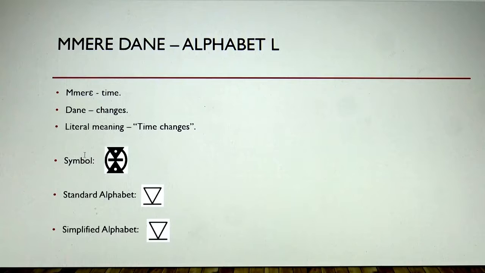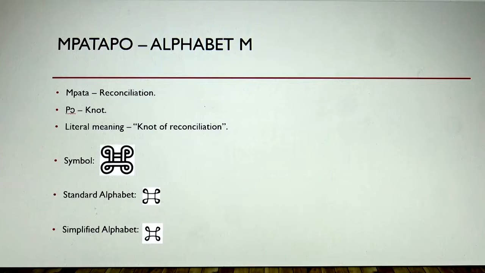So Ɛberɛ Danee is assigned to alphabet L. Ɛberɛ means time. Danee changes, literal meaning time changes. This is the Adinkra symbol. The standard and simplified alphabets are the same. Mpatapo is assigned to alphabet M. Mpata means reconciliation. Po, knot, literal meaning knot of reconciliation. This is the Adinkra symbol. The standard and simple alphabets are the same.